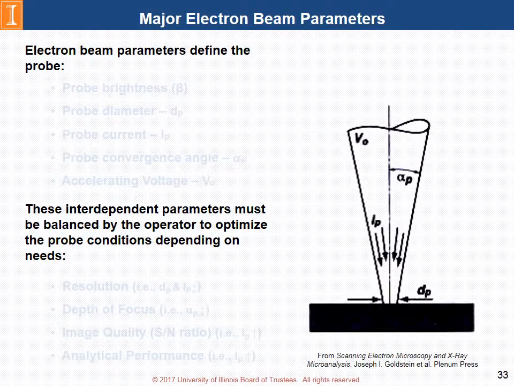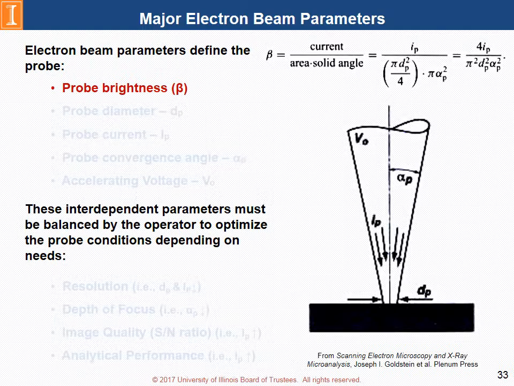Major electron beam parameters. First, electron brightness of the probe. It is essentially equal to the brightness of the electron source. It is a very important parameter, but it's not something that an operator has control of.